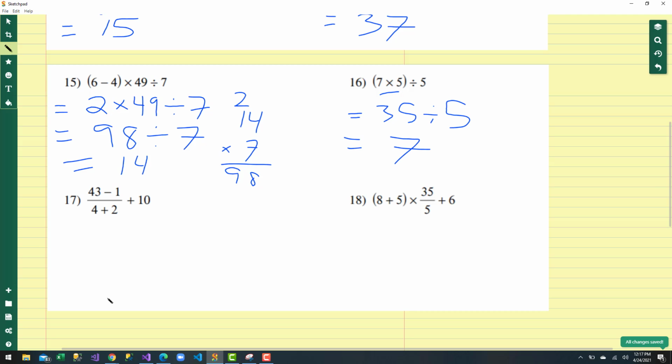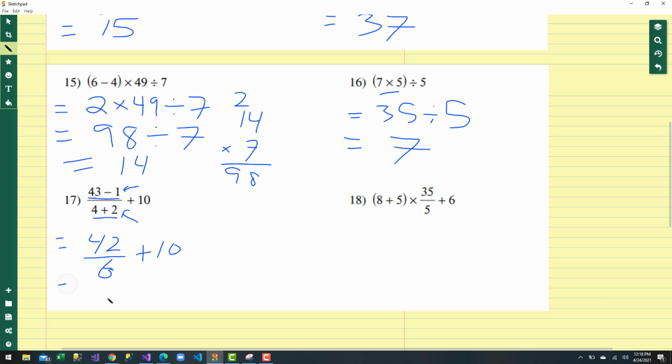All right, now 17 looks a little bit tough. It's okay. Remember, break down the complicated parts into smaller modules using PEMDAS. So first, I'm going to apply PEMDAS at the top, apply PEMDAS at the bottom of this division sign, and then copy the rest of the equation. So let's start. At the top, the numerator of this division sign, we have only subtraction. So 43 minus 1 is equal to 42. And then at the denominator, we have 4 plus 2 here, which is 6. Right? 4 plus 2 is 6. And then we copy the plus 10.